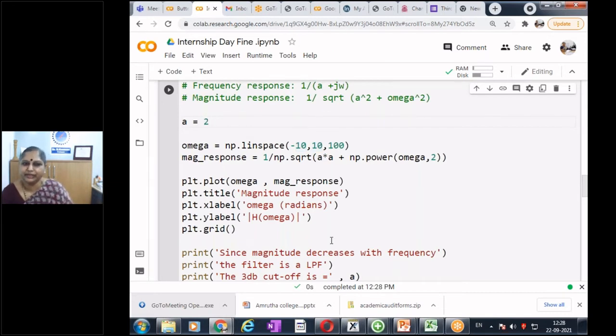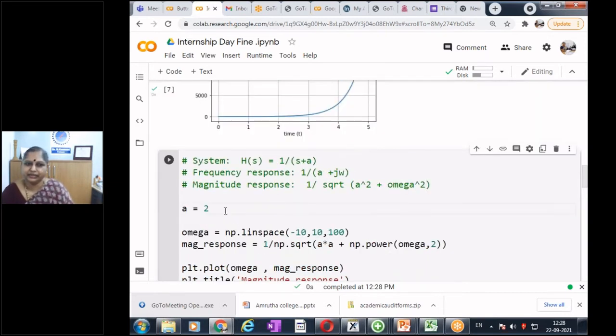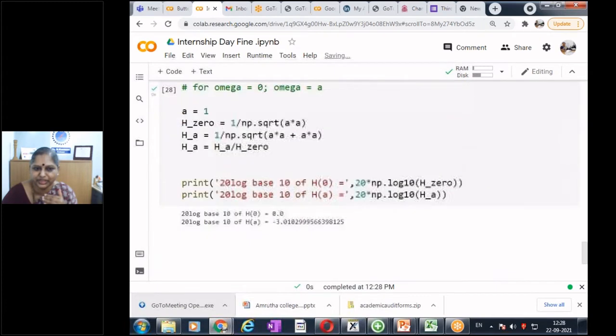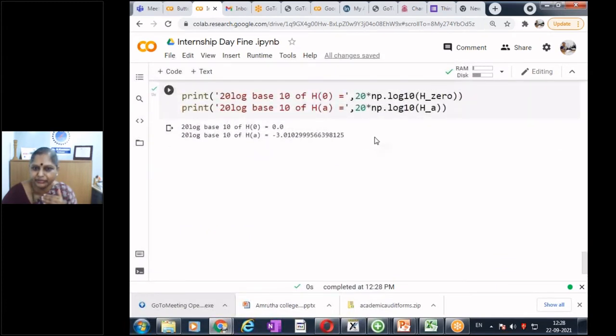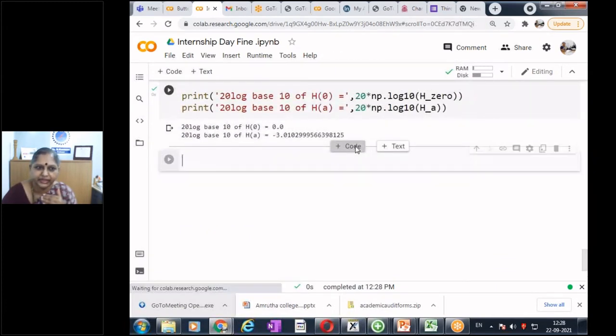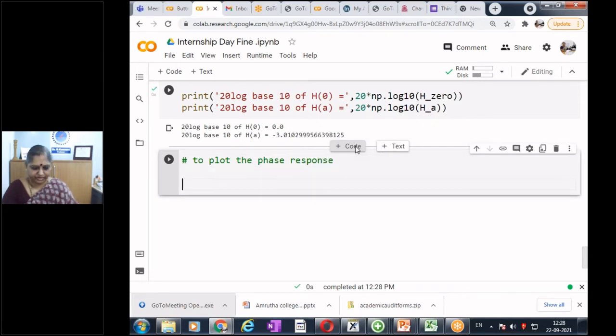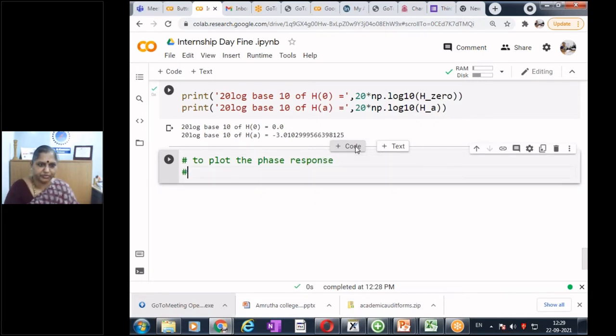So now let us do the same and try the phase response. Let us take a new cell for plotting the phase response. Phase response. Once again, we will take h of s is 1 by s plus a.